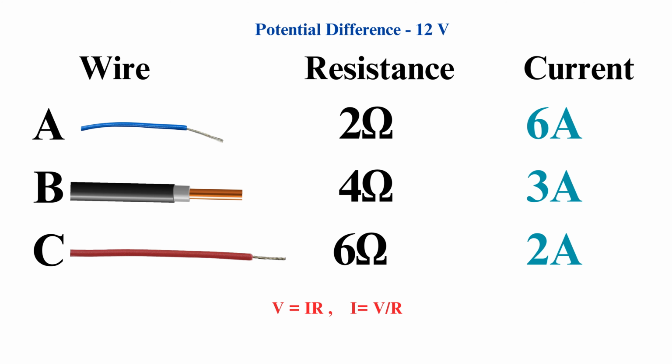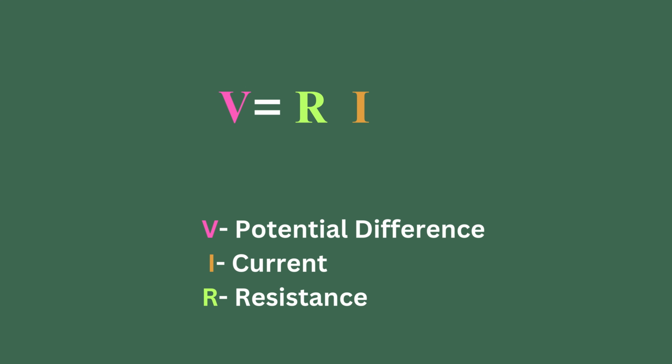So what did you observe here? We can clearly see that the current flowing through the wire with maximum resistance has the least value and the current flowing through the wire with minimum resistance has the highest value, which concludes that higher the resistance, lower the current. So the constant in Ohm's law is basically resisting the flow of current through the conductor. That is why we call it resistance.